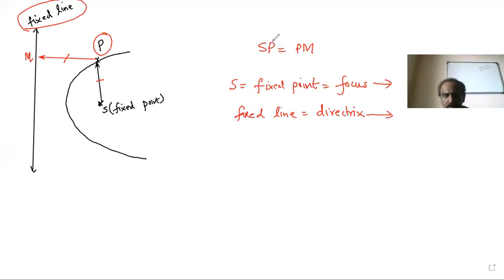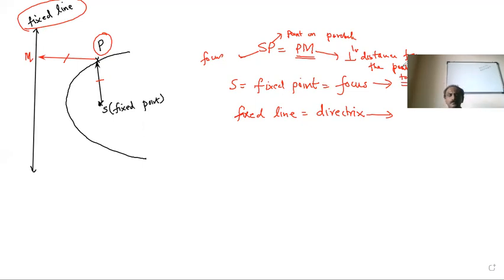So SP, where P stands for a point on the parabola, S stands for the focus, the fixed point. PM is the perpendicular distance from the point to the directrix. Is it clear to you?